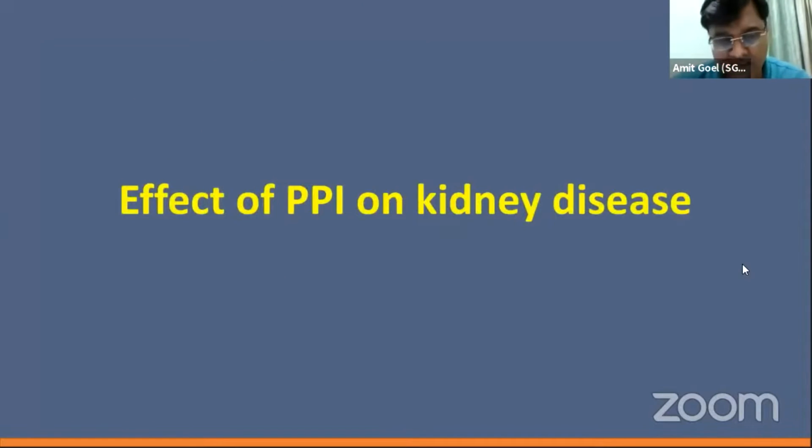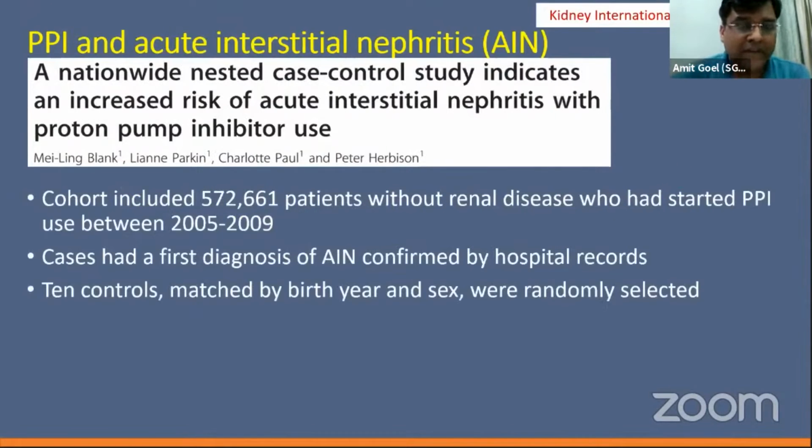So now I will restrict the next 10 minutes only to the PPI and its effect in relation to kidney disease. I will take 4 sections. First, acute interstitial nephritis, acute kidney injury, chronic kidney disease, progression.